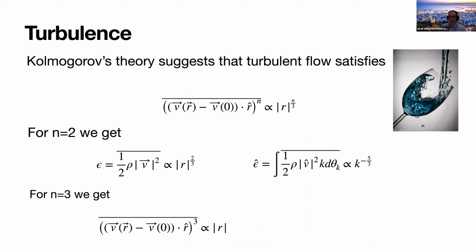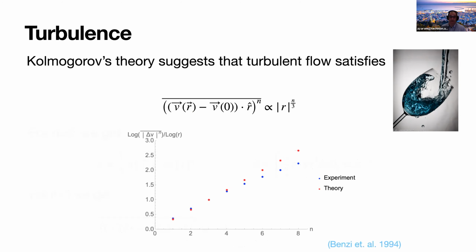It turns out that for higher powers of n, the story doesn't quite work the same way. So experiment and theory deviate for larger powers of n of this correlation function. And this goes under the name of intermittency for various reasons. But the punchline is that we really don't understand these correlation functions very well.